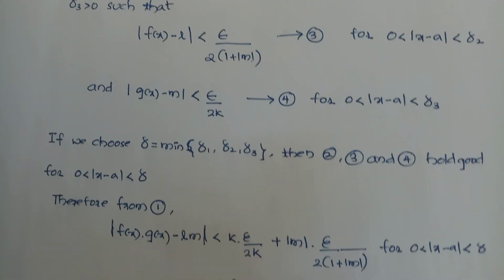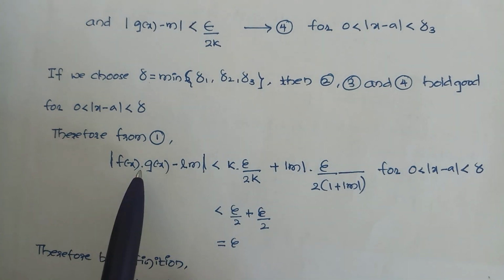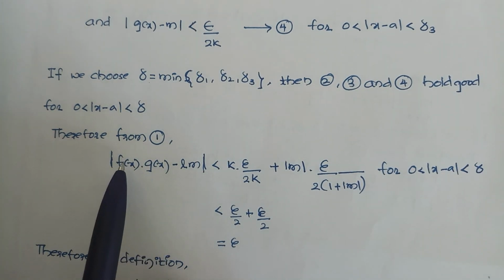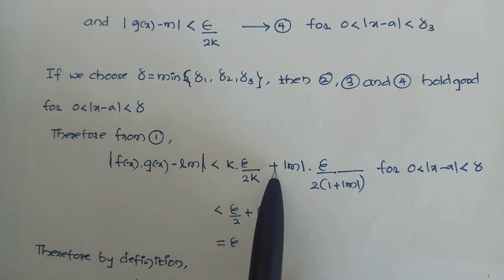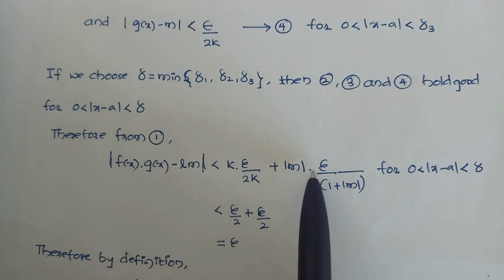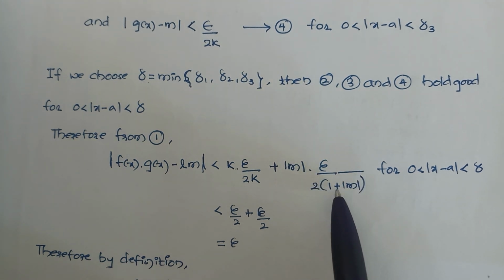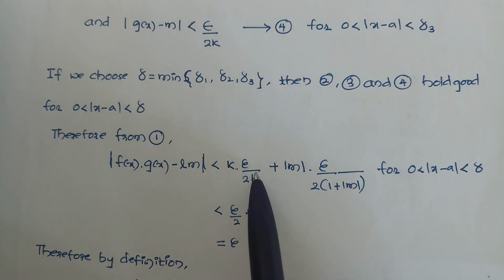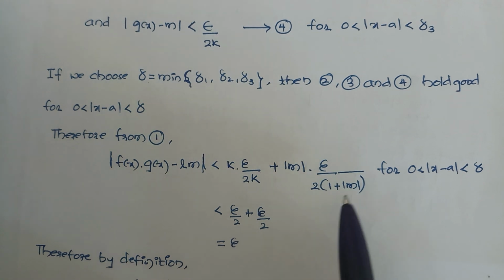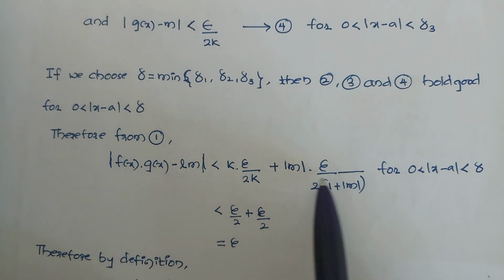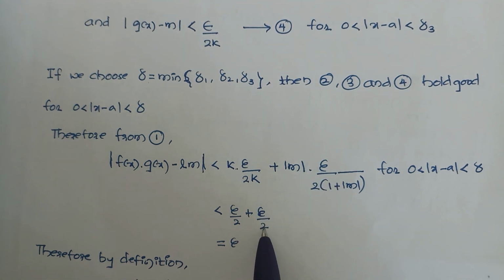Substitute that value. So then your equation becomes modulus of f of x into g of x minus L into m is less than k into epsilon by 2k plus modulus of m into epsilon divided by 2 into 1 plus modulus of m. So this k vanishes, the remaining term is what? Epsilon by 2. So this is a negligible term, so I can write that as epsilon by 2. So half epsilon plus half epsilon will become epsilon.